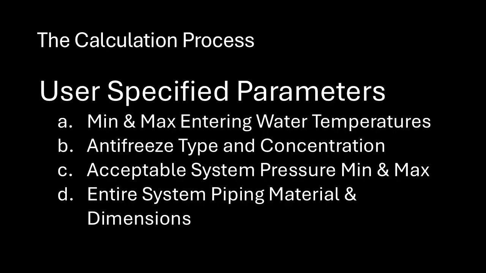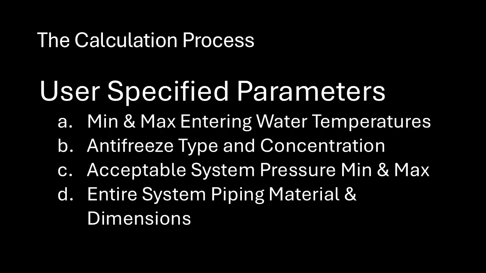The first step is to allow the system designer to specify several system parameters. Both the minimum and maximum entering water temperatures, to which our algorithm increases the range by 10 degrees to reflect average fluid temperatures in the system. The user then specifies the antifreeze type and desired freeze point, from which concentration and other fluid properties are calculated. The user then specifies the acceptable system pressure range, which typically may be 15 to 50 psi, however, can range as much as 0 to 100 psi.